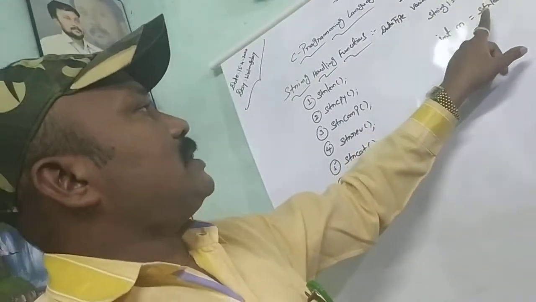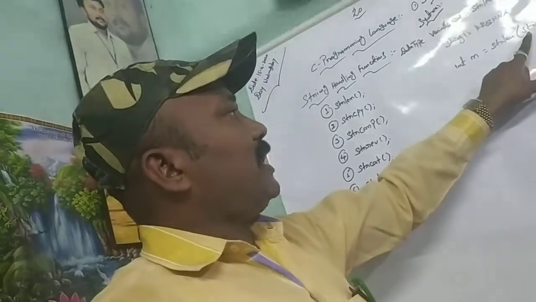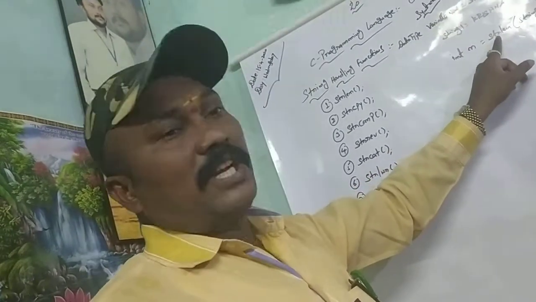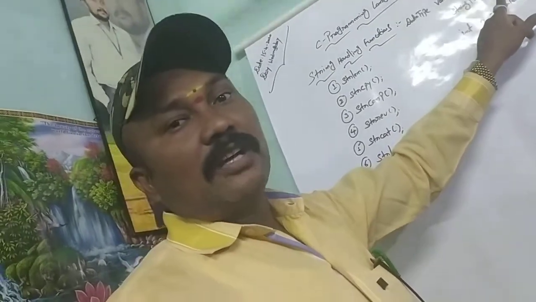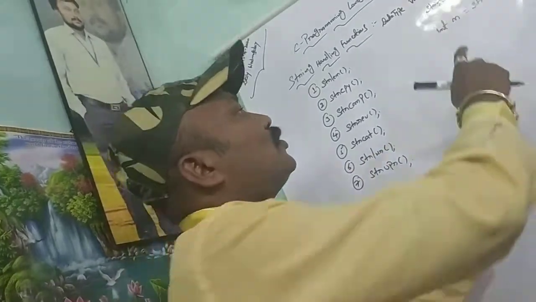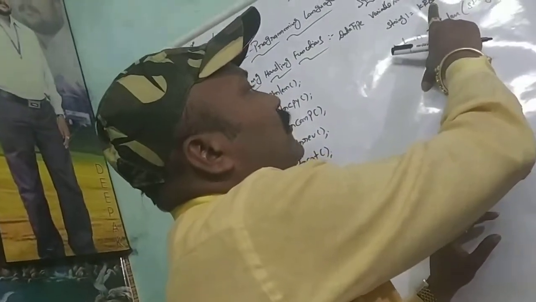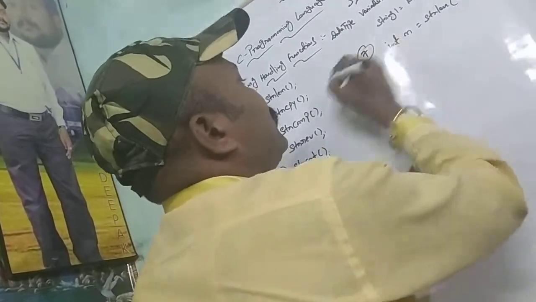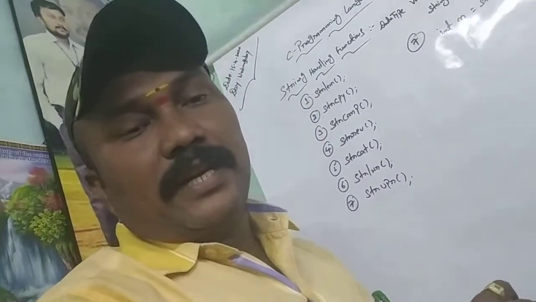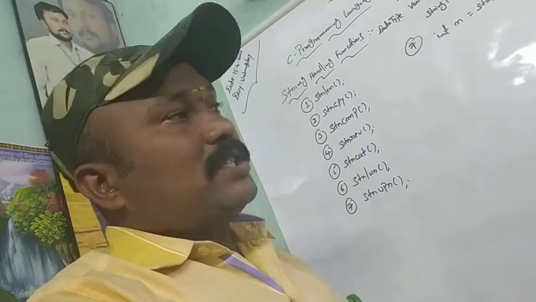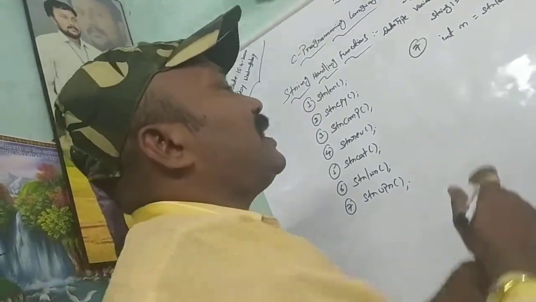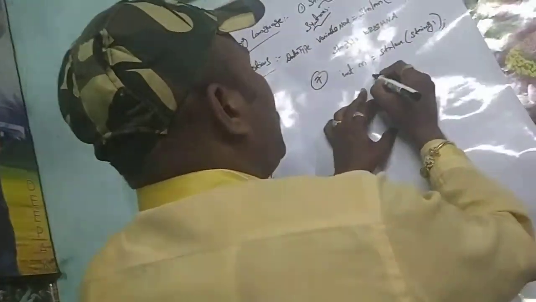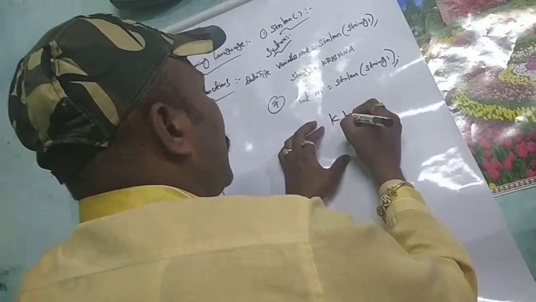Now, my dear students, what happens in string length? If you calculate the length of string1, which is Krishna, how many characters? 1, 2, 3, 4, 5, 6, 7. So it automatically displays 7. But any string starts from 0. Here, Krishna.